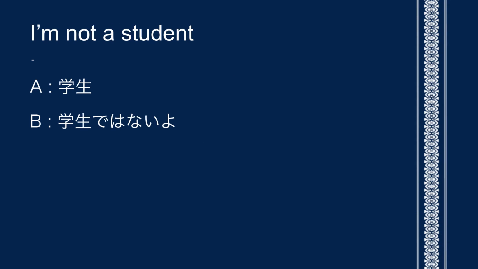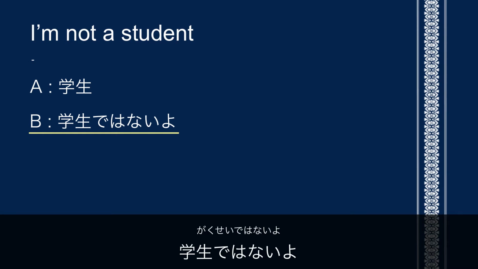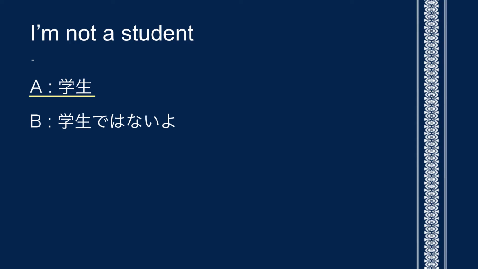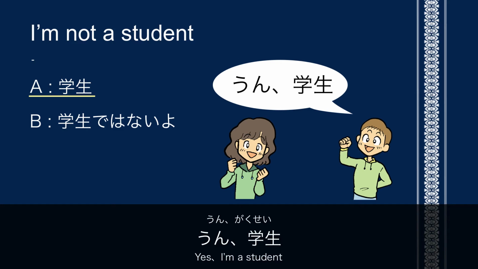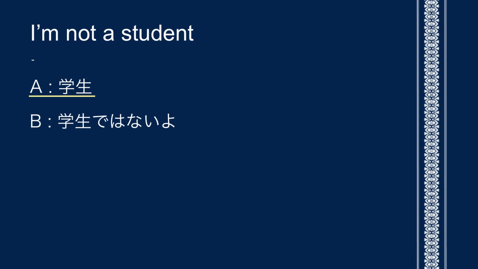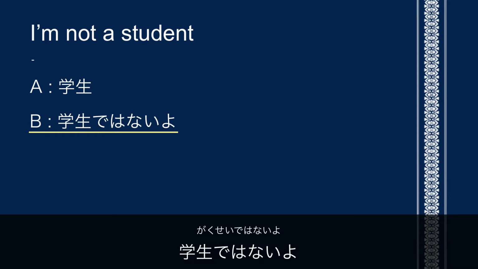The third sentence is that I'm not a student, and the options are here. 学生、学生ではないよ。Then, this sentence, 学生 is not a negative form and it means I'm a student. Incidentally, when you are asked if you are a student or not, you can answer like that. For example, 学生? うん、学生. Something like that. However, in the question, this one is correct. 学生ではないよ。I'm not a student.